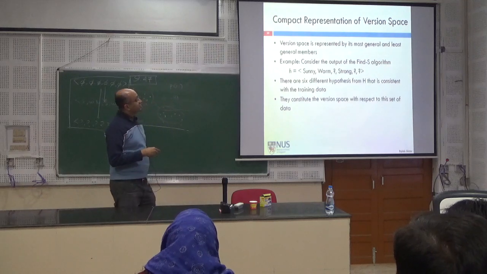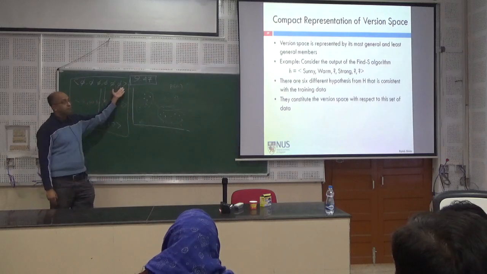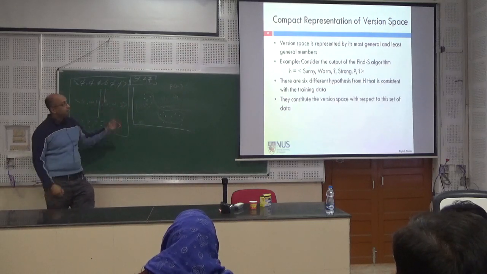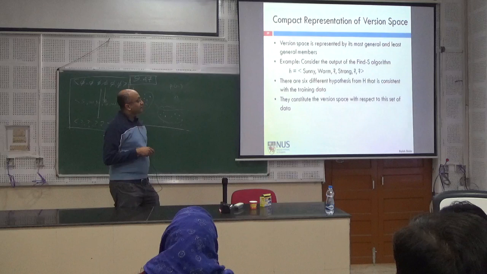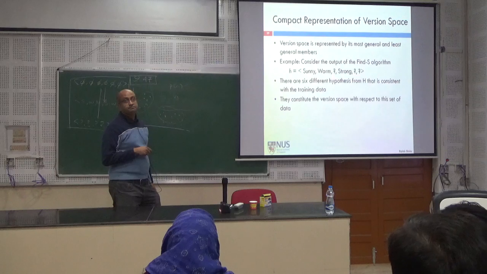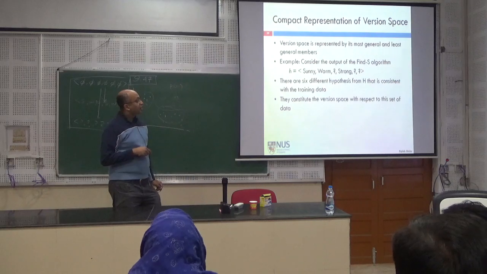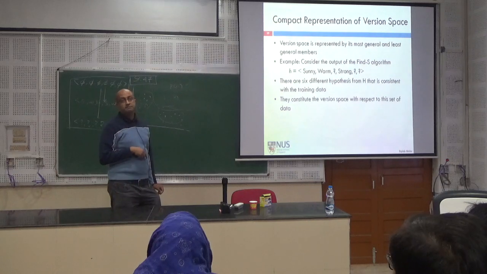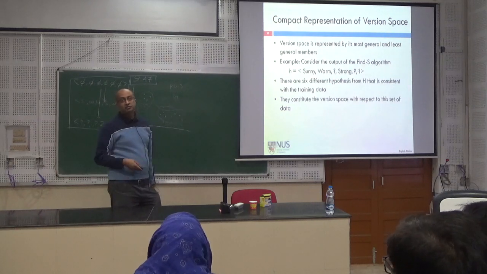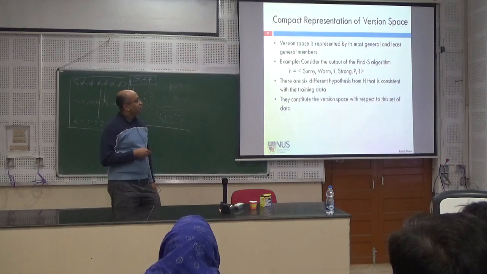The way I will do it is, I will represent it by its most general and its least general boundaries. And then I will do this. So as an example, consider this. Let's say this is the hypothesis, the one which came out of the Find-S algorithm. And let's see what other hypotheses are consistent with this particular hypothesis, and with that I will create my version space. Now, this is sunny, warm, strong, and so on.